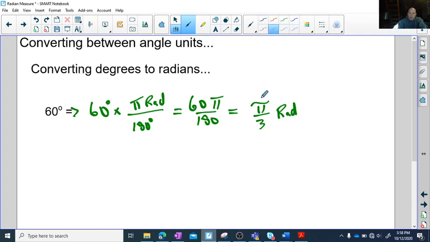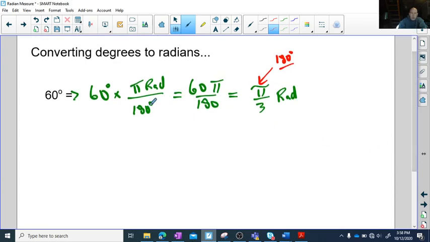Now if you think about this, pi radians is equivalent to 180 degrees. So if this is 180 degrees, and I divide it by 3, that's 60 degrees. Well, that would make sense. So to convert degrees to radians, it's always very simple. You just multiply by pi over 180.